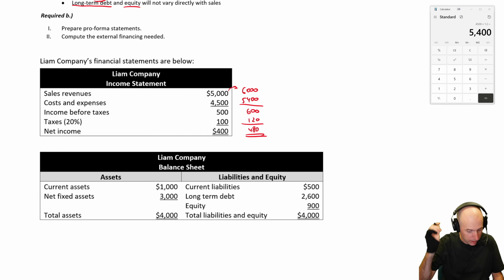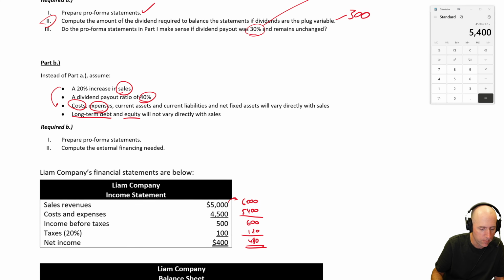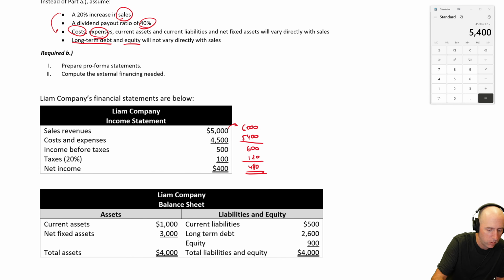Okay, so we've done the income statement rather quickly. Let's just remember what else goes up. Current assets and current liabilities go up by 20%. So current assets goes to 1,200, current liabilities goes to 600 under this scenario. Net fixed assets also goes up by 20%. So 3,000 goes up to 3,600.